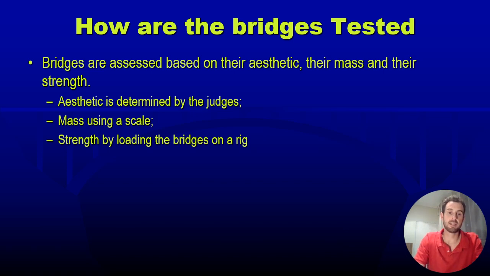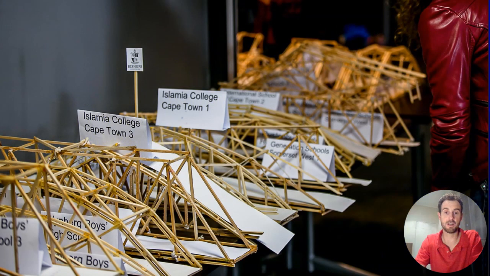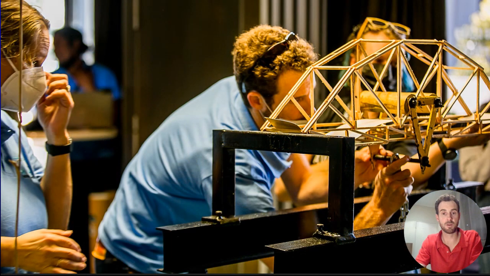The bridges are assessed on a balanced scorecard of aesthetics, of the mass of the bridge itself, and also of the strength that the bridges are able to hold before they fail. We have all these various bridges that come through which we assess and look at aesthetically, and then we put the bridges onto a rig which is shown here. This is a very simply supported rig, and then we put the loading device into the bridges, and then we load them up until failure.